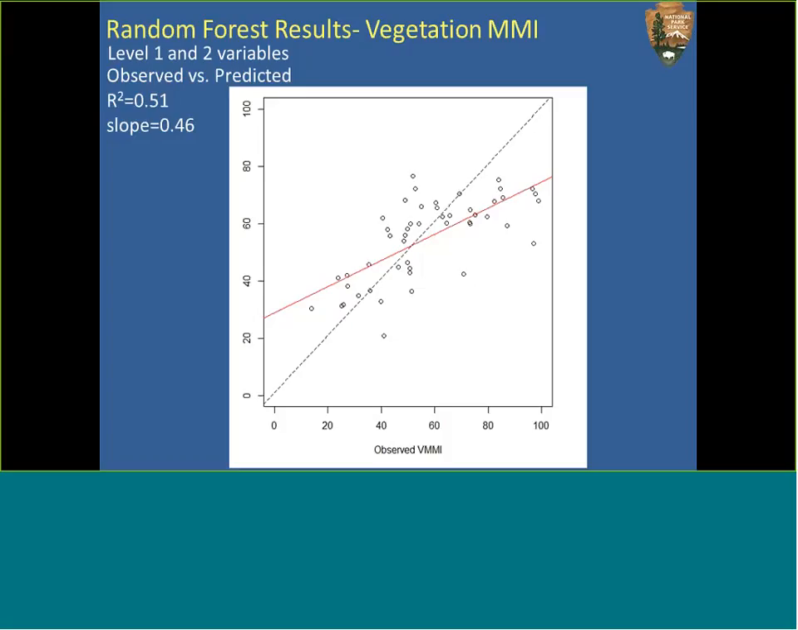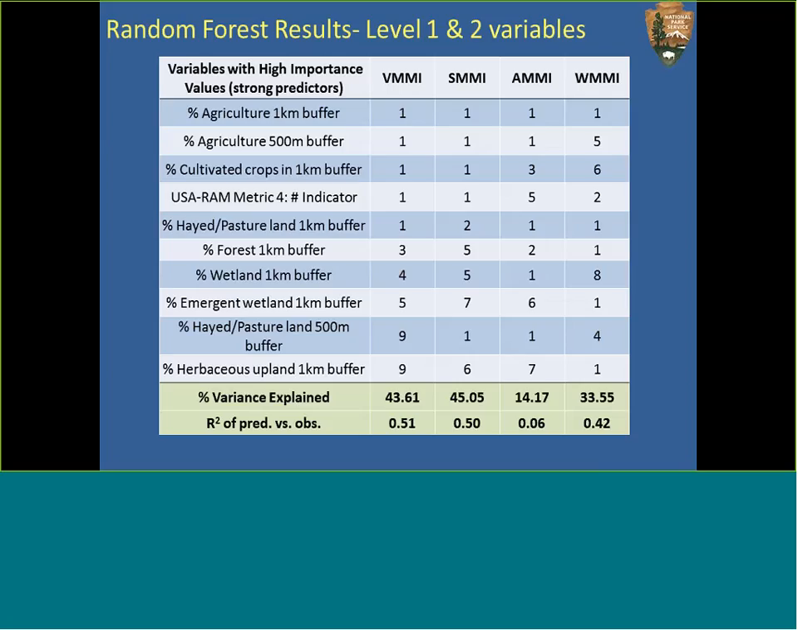Under-predicting high scores and over-predicting low scores, which is pretty common for random forests, but at least the rank order of sites is maintained. So the low sites are lowest, the high sites are highest. They just are under and over-predicted.